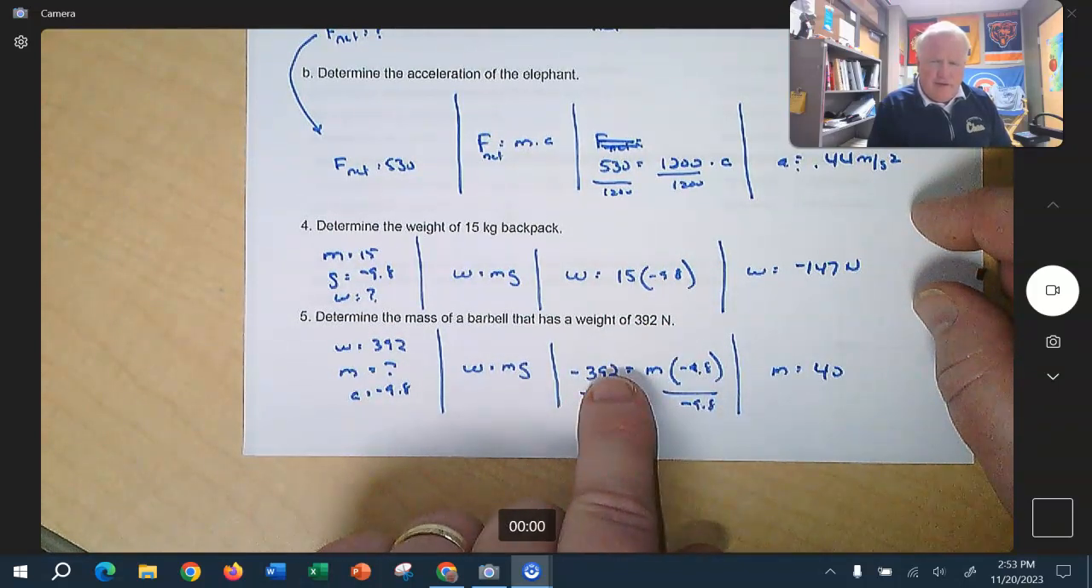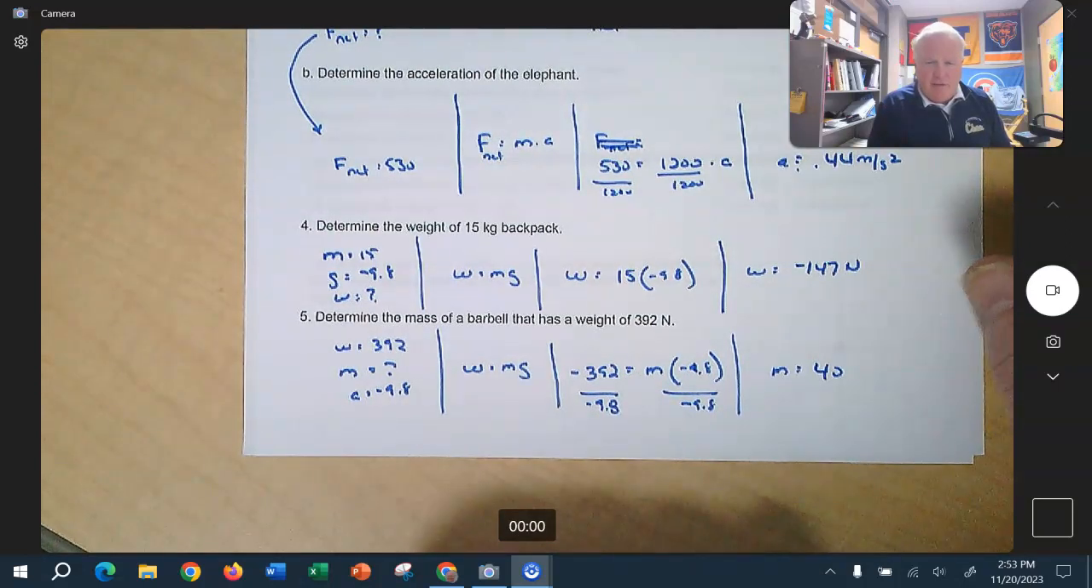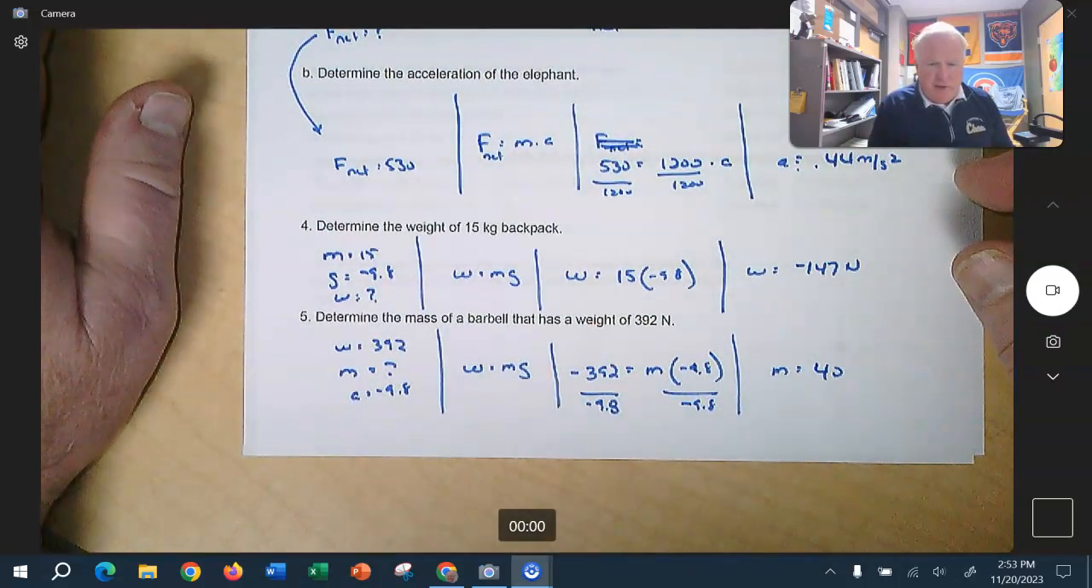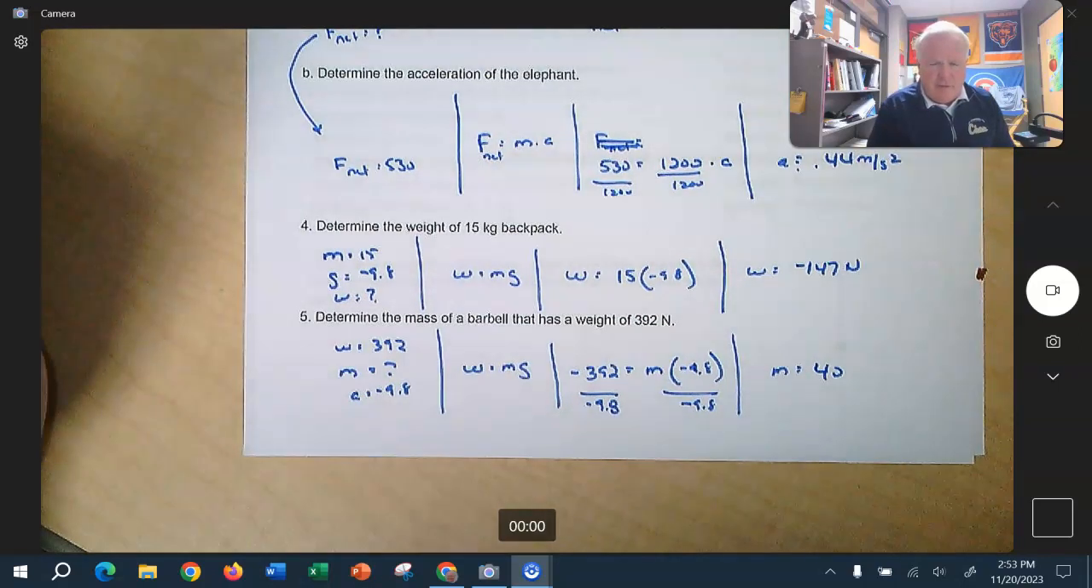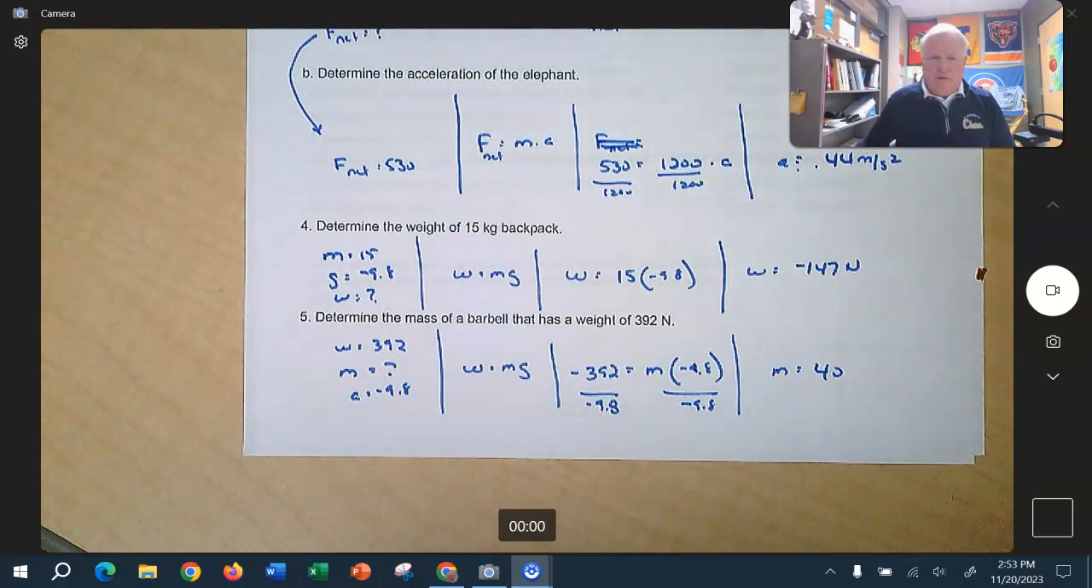If you didn't put a negative here, you would get a negative mass. And there's no such thing as a negative mass. Mass means the amount of stuff, and so you can't have less than 0 stuff, okay? So that's that part. I'm going to pause real quick, and we're going to go to page 2.